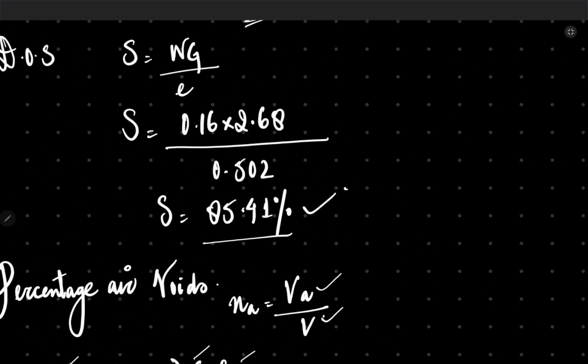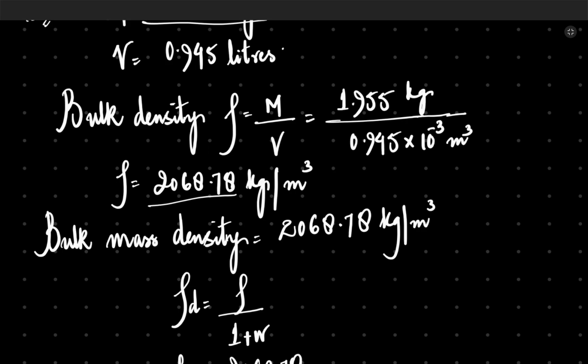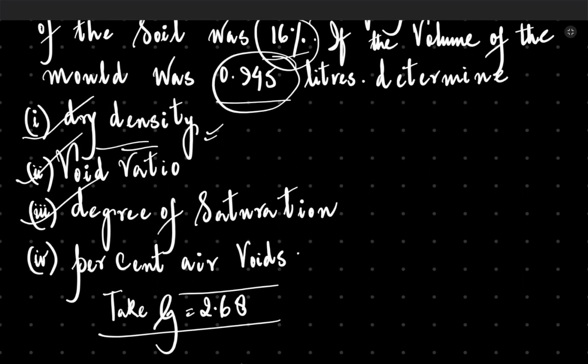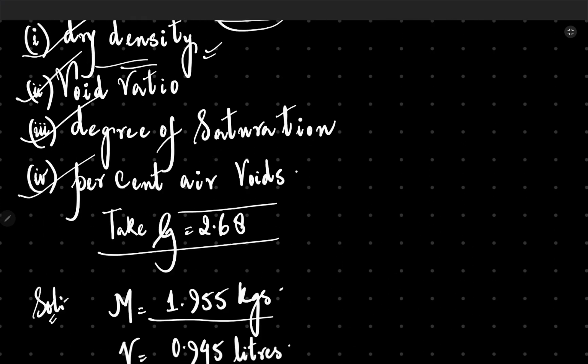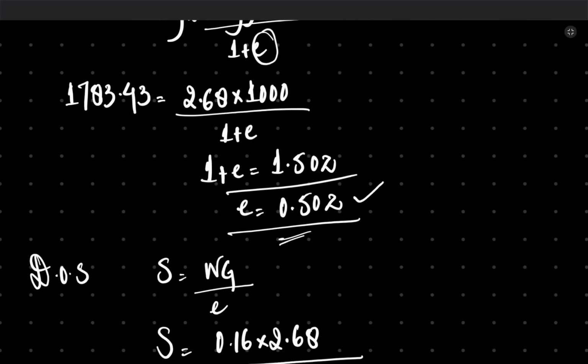Alright, so with this we have completed the question in all respects. We have found the dry density, void ratio, degree of saturation, as well as the percent air voids. Alright, let's do the next one. Question number 63.